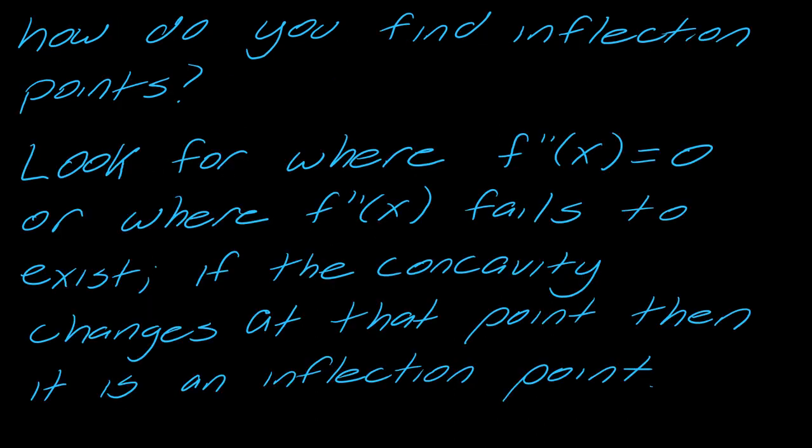Okay, so how do you find inflection points? This is, again, very similar to what we do with first derivatives and finding critical points, except now we're doing everything with the second derivative. So to find inflection points, you want to look for where f double prime of x is equal to 0, or where f double prime fails to exist. Again, it feels very similar to what we do with critical points, right? And for an inflection point, if the concavity changes at that point, then you have an inflection point. So this will look and feel very, very similar to what you do with the first derivative and critical points, except now we're dealing with the second derivative and inflection points.